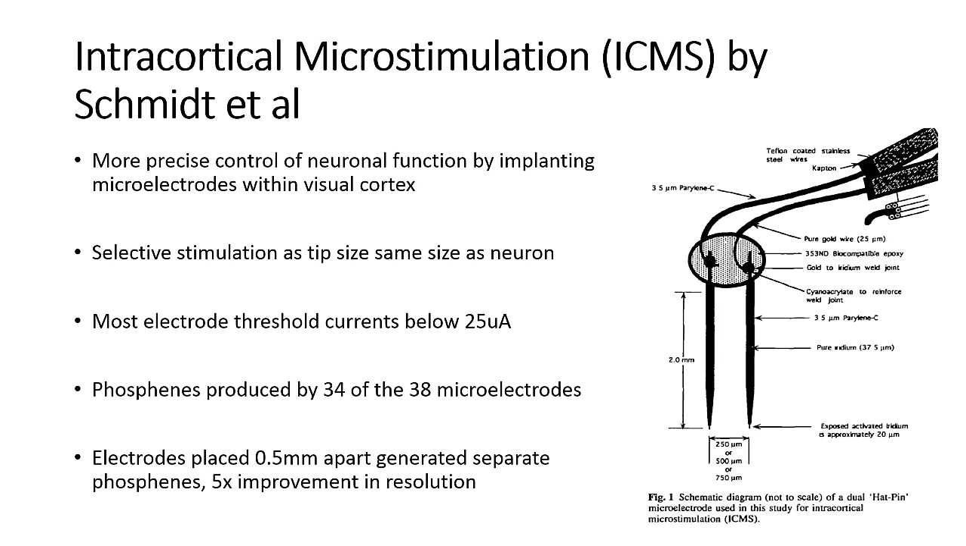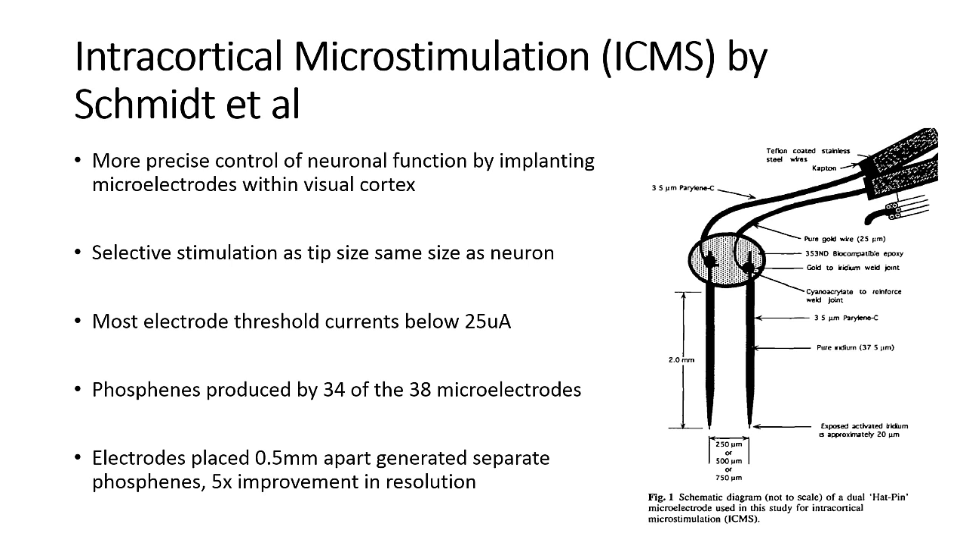This is because the exposed tip size is approximately the same size of the neuron, as can be seen in the figure on the right, with the iridium electrodes having exposed tip size on the order of size of the neuron, that is 20 micrometers.